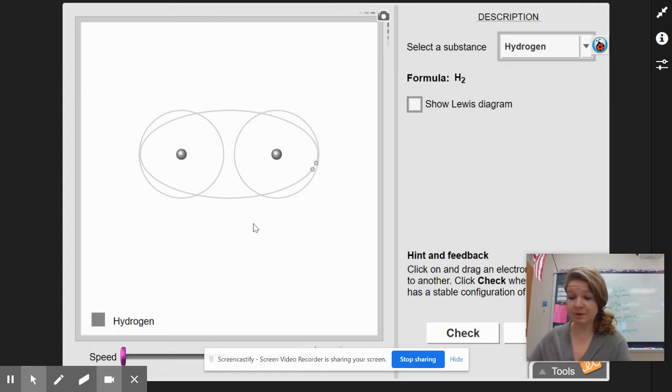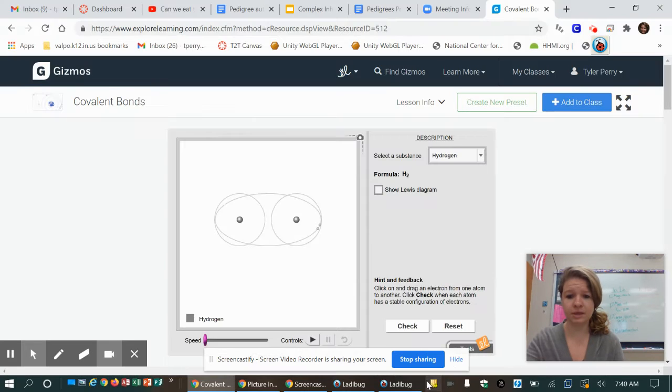Hydrogen and helium are special just because they don't have enough electrons to have 8 electrons. So let's go through why this is. We see as these electrons are spinning around, they are going around both of these nuclei. Originally, they just went around one, right? We can make it a little faster. Normally they're this fast, just spinning around and around because they have that high energy. They have these 2 electrons that are going around and around.